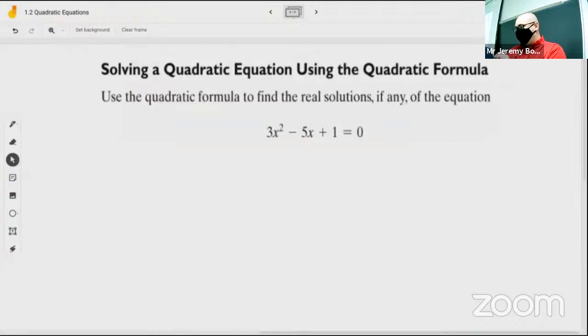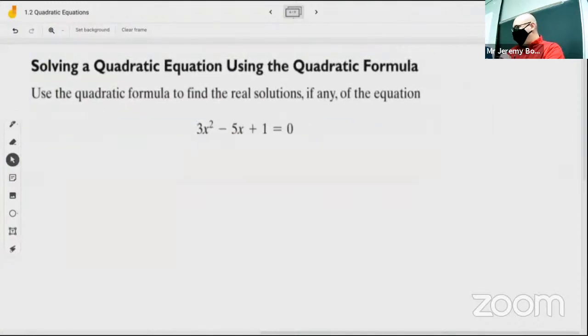Let's try one out. So let's say we got 3x squared minus 5x plus 1. Now, if you could factor this, and I'm not sure. Let's see. I don't think you can. But if you could factor this, you could factor it and work it out that way, or you can use the quadratic formula. The quadratic formula is like the end-all solution.